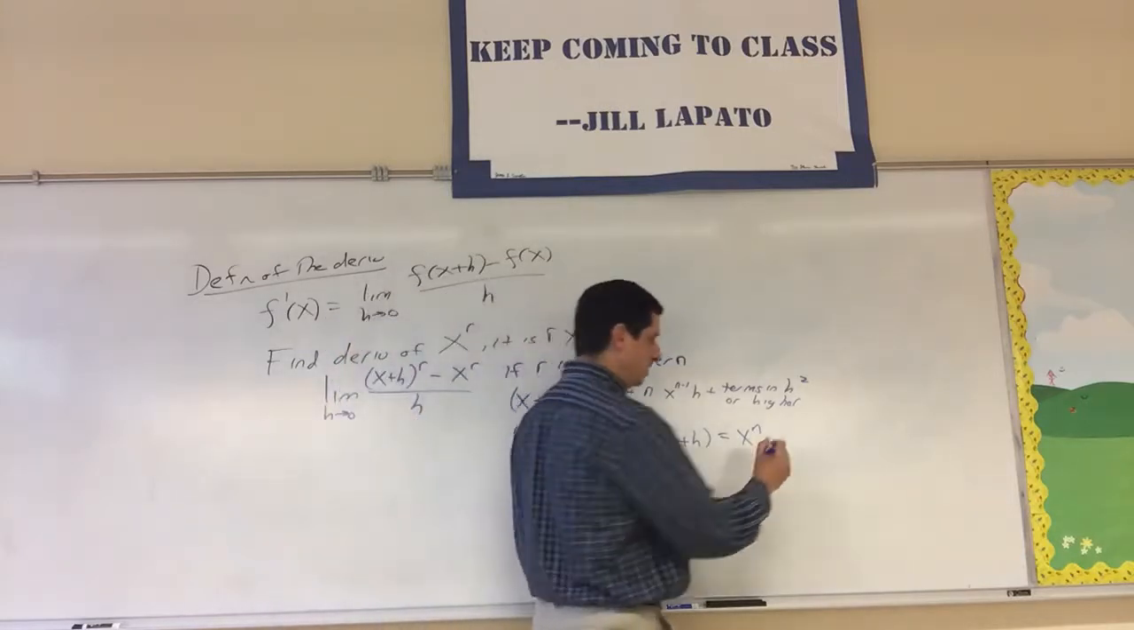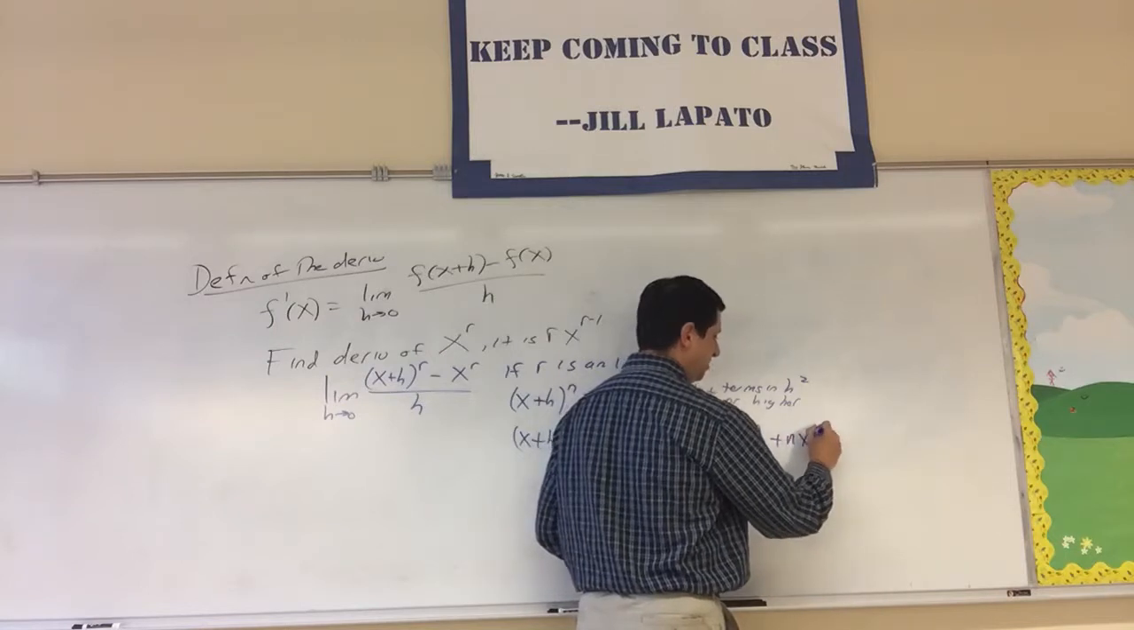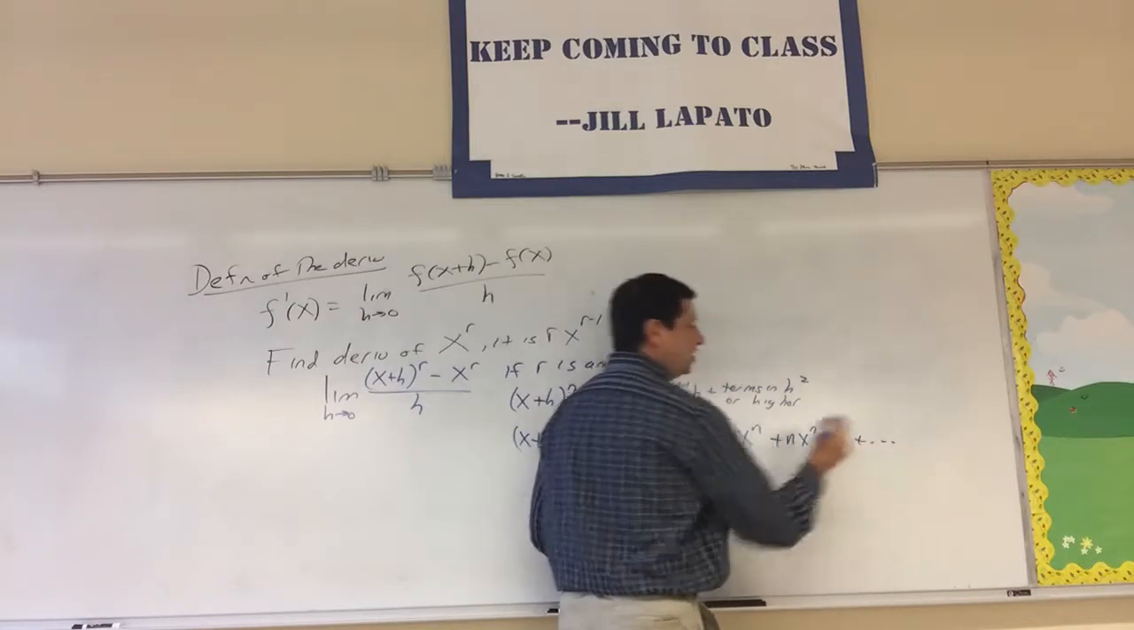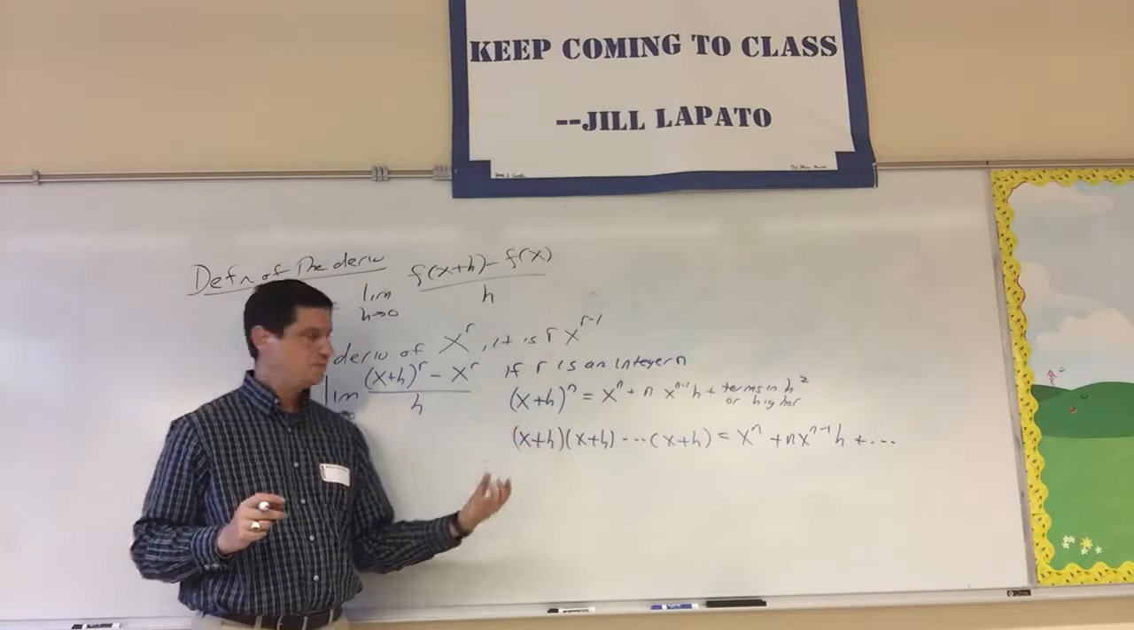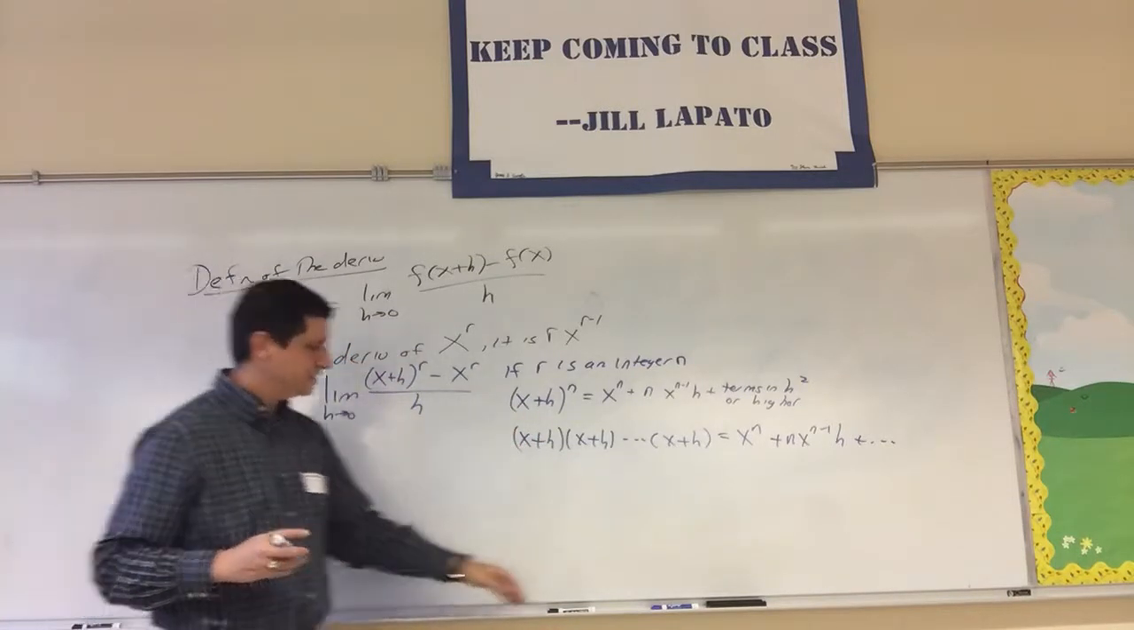And that's where the n choose 1 comes from. So it would be n x to the n minus 1 h. And you could continue arguing along these lines for the other terms, but there's really no need. So this is then the proof in this case.